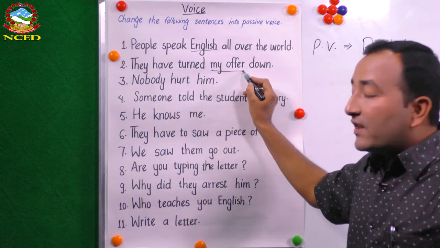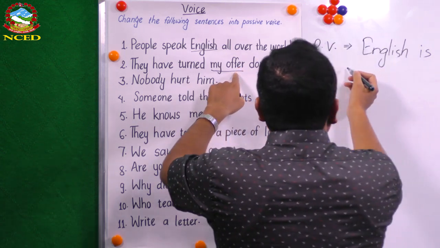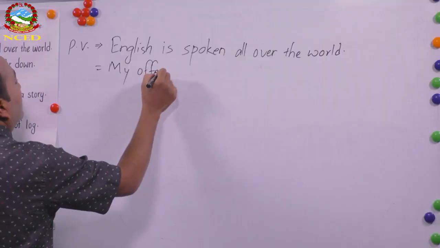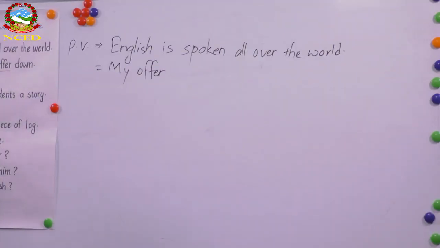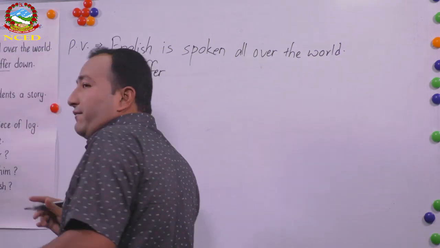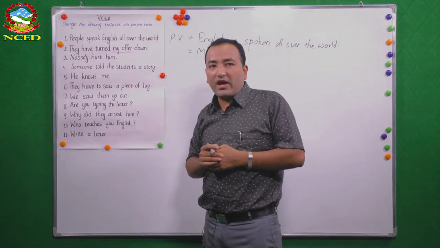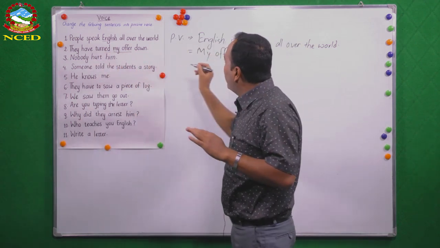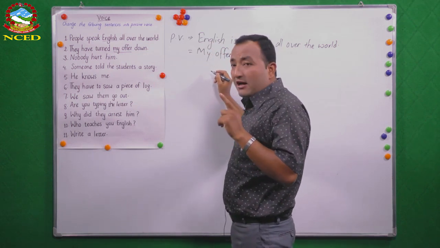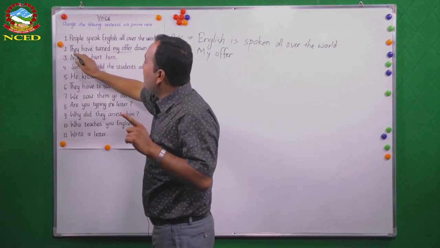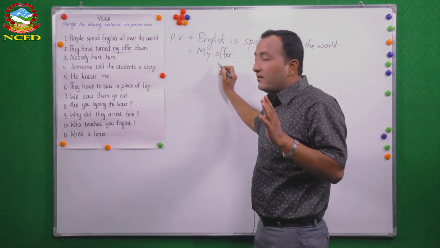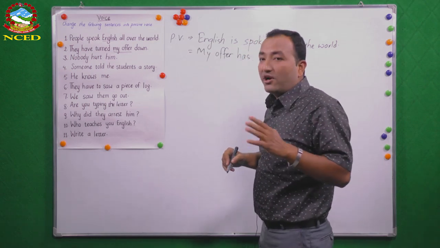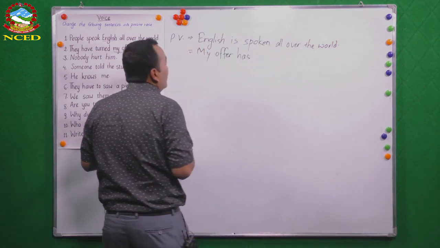What you need to do is write my offer in the beginning, my offer. Then after that, have. If there are modal auxiliaries or any auxiliary verbs, what you have to do is use the same auxiliary verb here, have. But have is used with the plural subject they. Here my offer is singular. This time we have to change have into has. I think you got it. In the first question also the same thing was there.